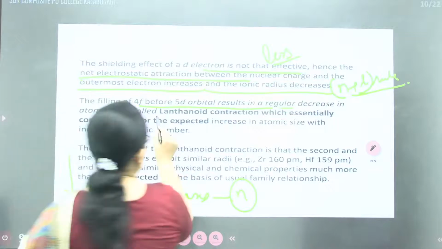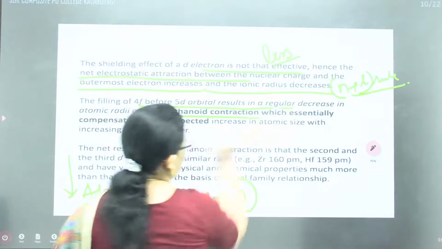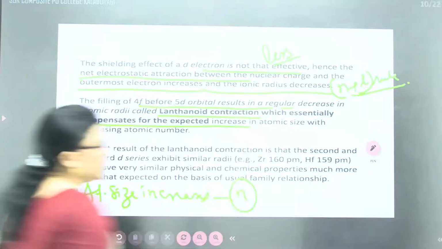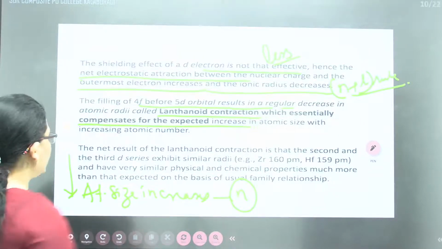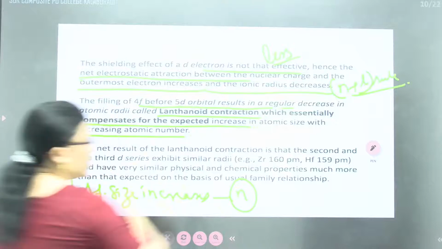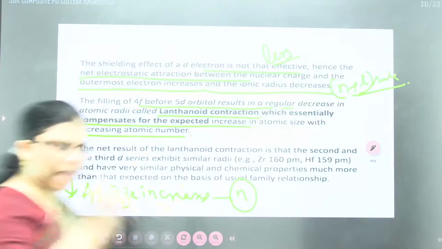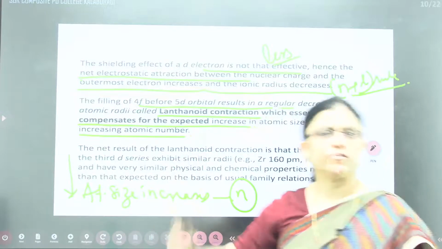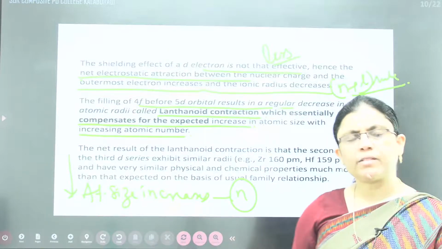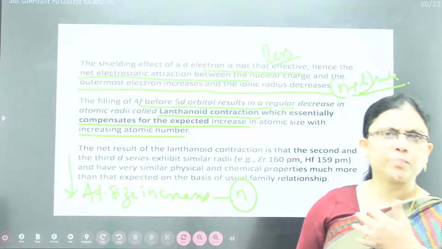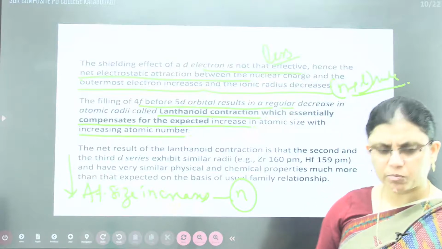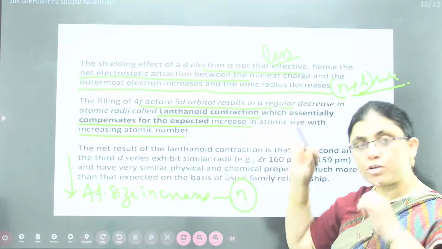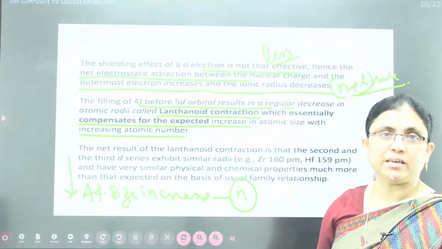And that reason is called lanthanoid contraction, which essentially compensates for the expected increase in atomic size with the increasing atomic number. The same point as we have read in the periodic properties, the same concept can be written for this also. Because in the periodic properties, we said with respect to general, not with respect to S block, P block, D block, or F block. But here in this case, we are going to deal only with the 3D series.